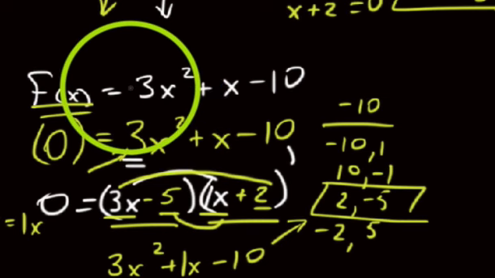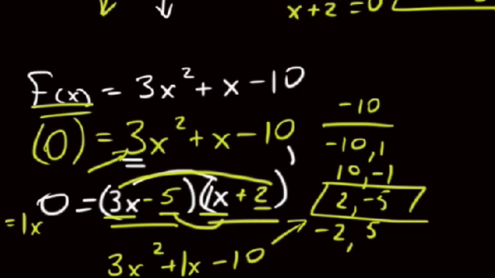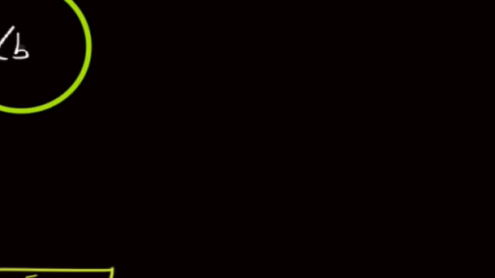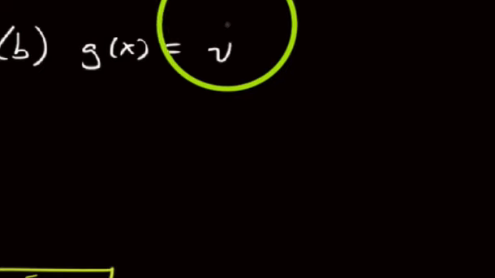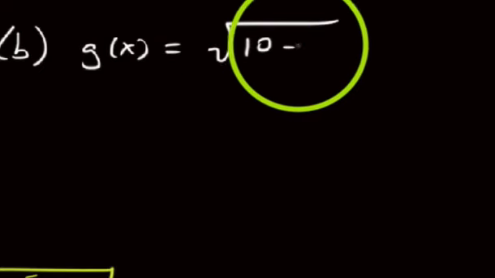For the sake of time, however, I'm going to go ahead and move on to a couple more examples. Let's go ahead and look at example B here. I've written one out. We'll call this one g of x. In g of x, we're going to have a radical, and let's go 10 minus x squared.